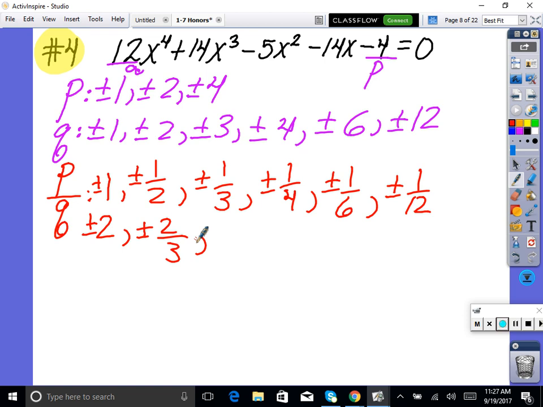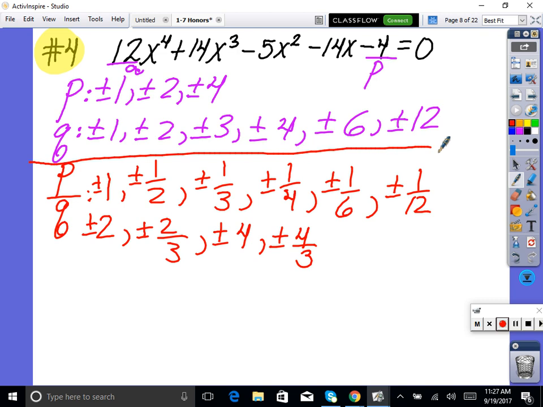Now do 4 divided by 1. Now 4 divided by 2 is 2. We've listed it. 4 divided by 3, we need it. 4 divided by 4 is 1. 4 divided by 6 is 2/3. We've already listed it. And 4 divided by 12 is 1/3. We've got it. So these are the possible rational roots.